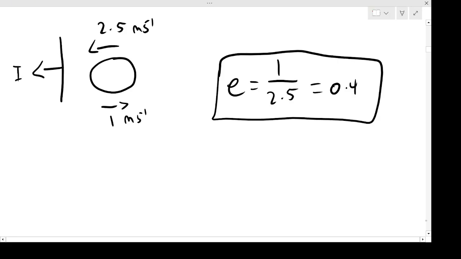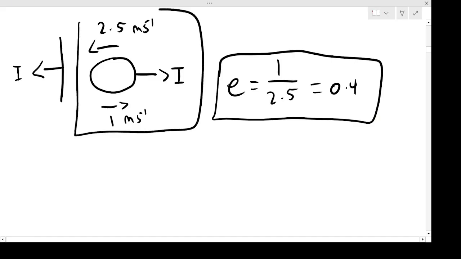And therefore the wall is also going to impose an impulse on the particle, which is in the opposite direction, which is also I. And so we can now work out the impulse. If we consider just the particle, we can see that the impulse is going to be, again, the change in momentum.